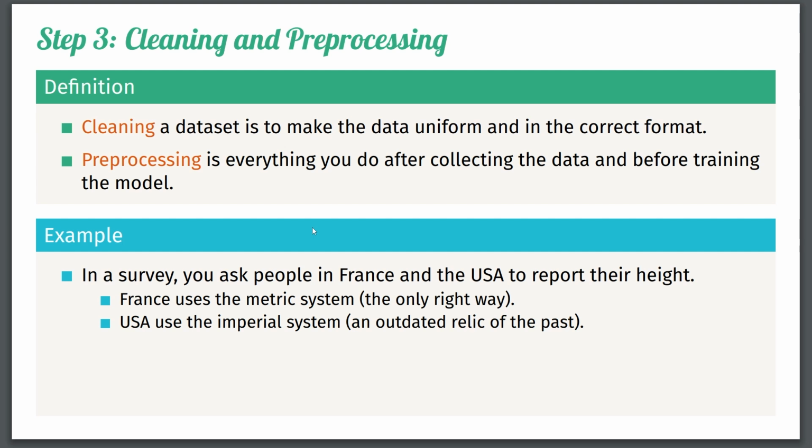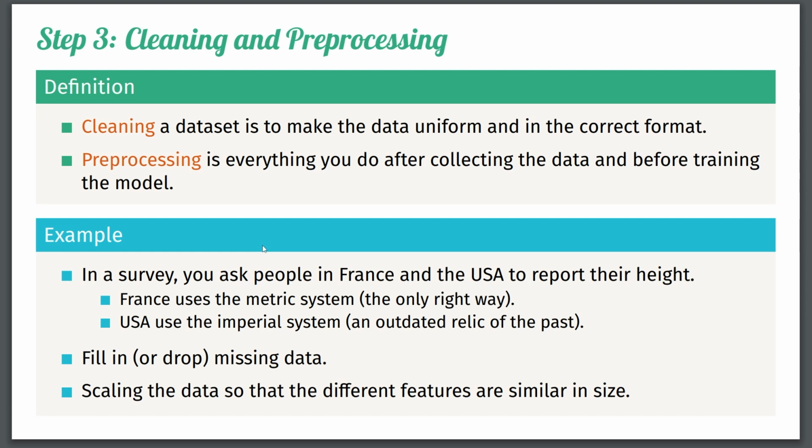So now you need to make some conversions between them. You need to either convert everything over to the imperial system, which would be insane, or you could convert everything over to the metric system, which would be completely reasonable. So here you need to do some cleaning to make the data uniform, so being written in the same system. You also need to fill in or essentially drop some of the missing data, and you might need to scale the different features in the data so that they are of similar size.